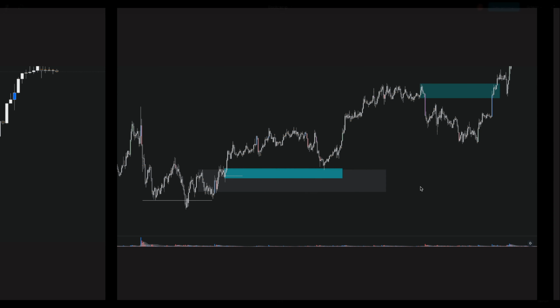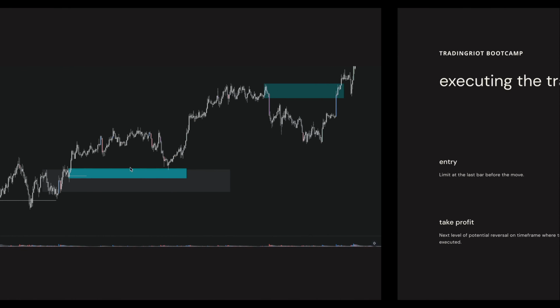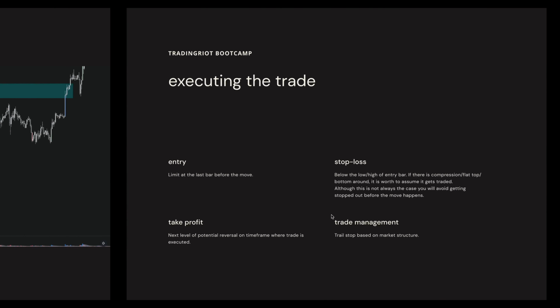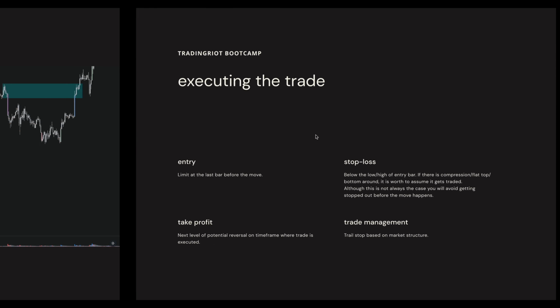But yeah, so this is the entry bar. Entry bar is basically the last down candle, ideally on higher volume, which caused this move up. If there is a compression, flat top, flat bottom around, it's worth assuming it gets traded. This is something that I mentioned here, for example.